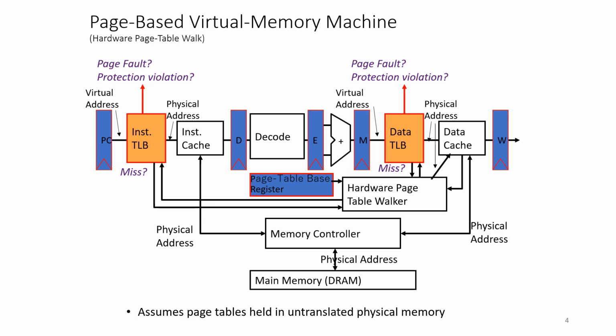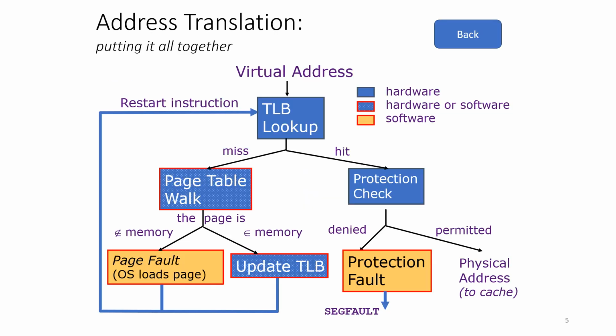In the event of a protection violation, this is signaled as an exception to the operating system. In case the page does not exist in memory, a page fault is generated and will also transfer control to the operating system. This image summarizes the whole address translation process.